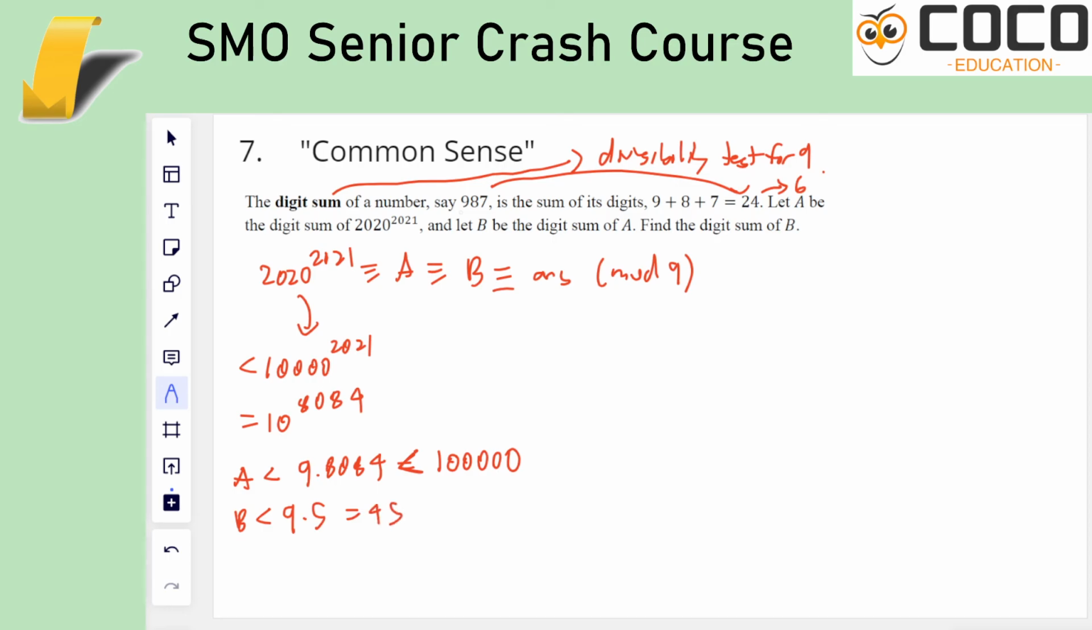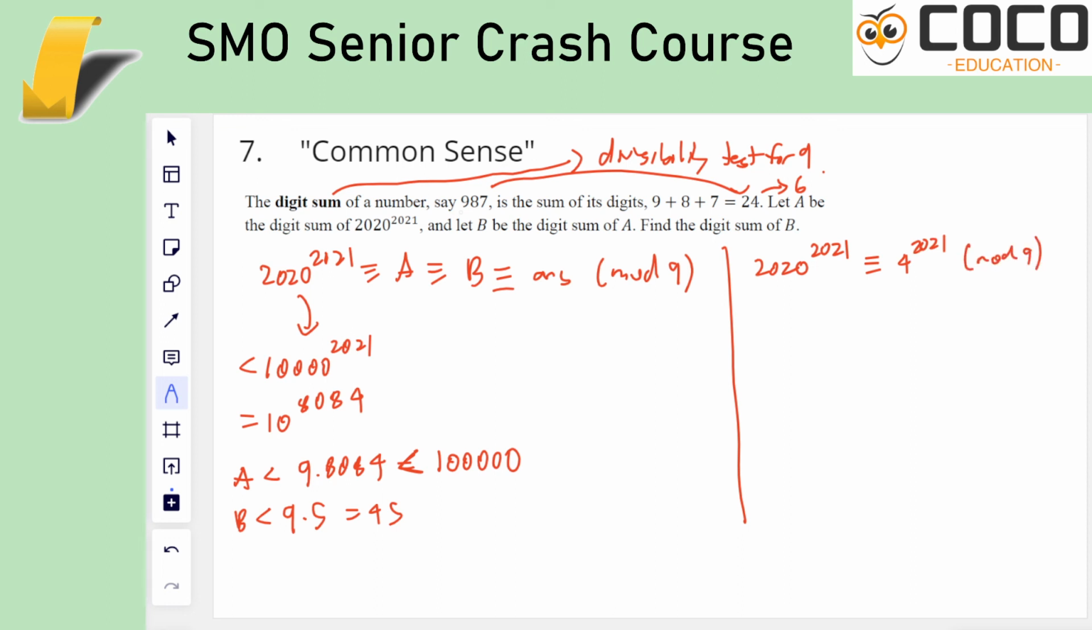And so the answer is going to be really tiny, but I need to know what it is modulo 9. What's the remainder when 2020 to the power of 2021 is divided by 9? So yes, let's use a little bit of modulo arithmetic. First of all, 2020 divided by 9 has remainder 4, just 2 plus 2.